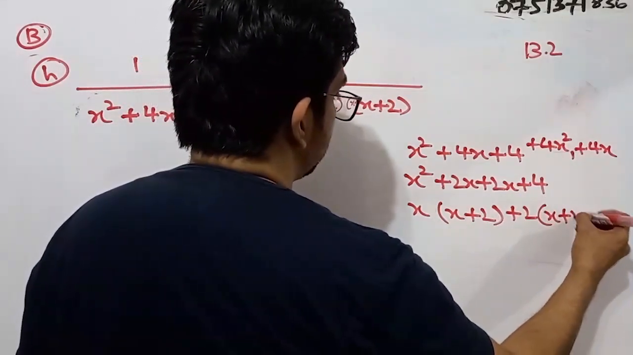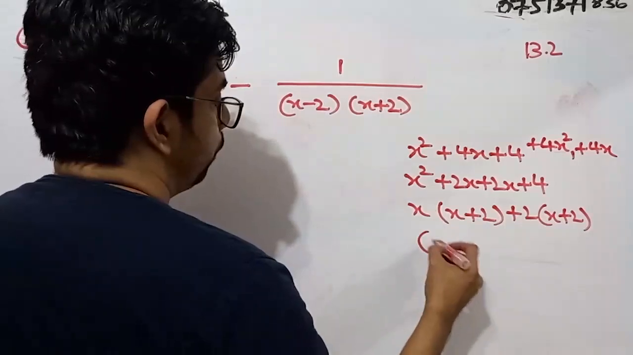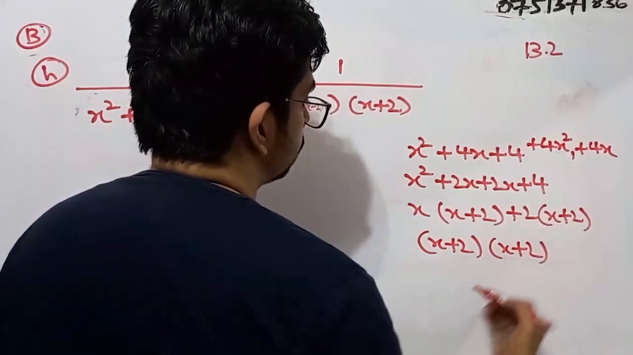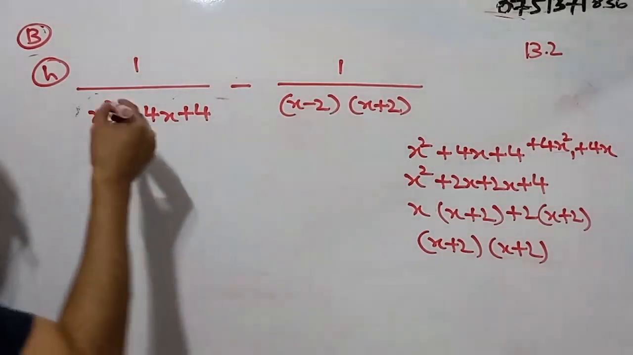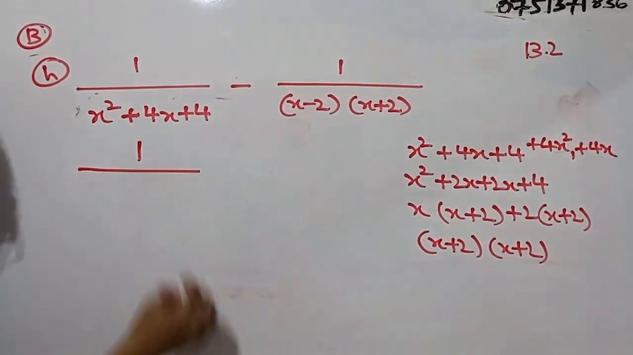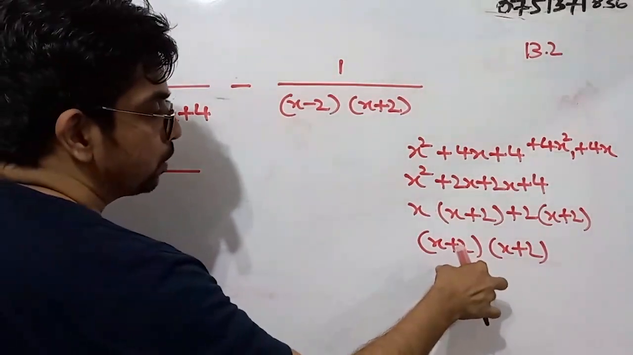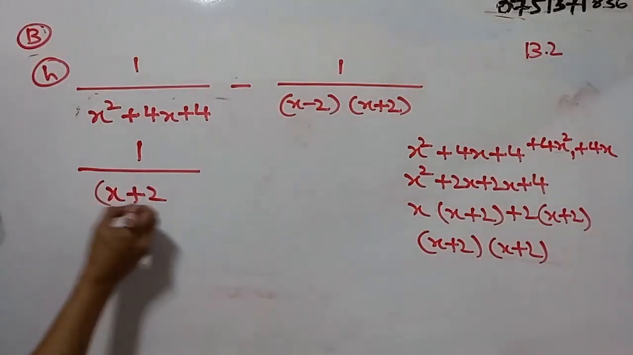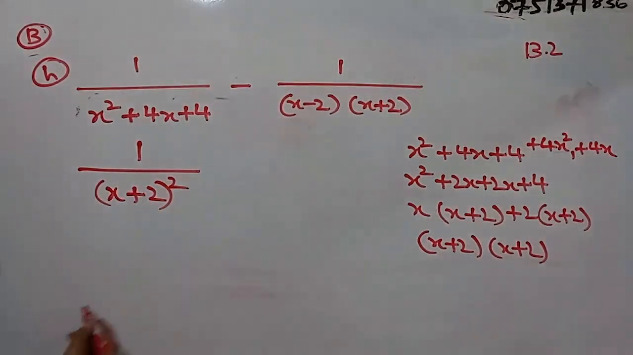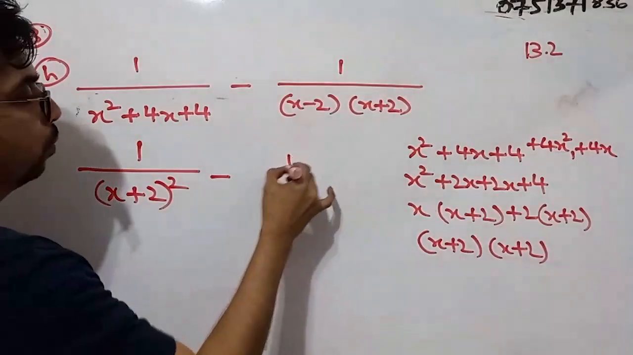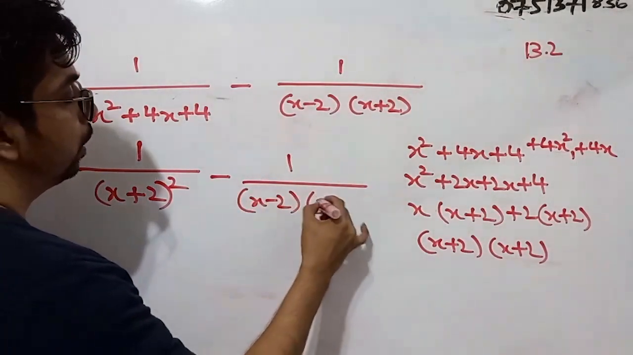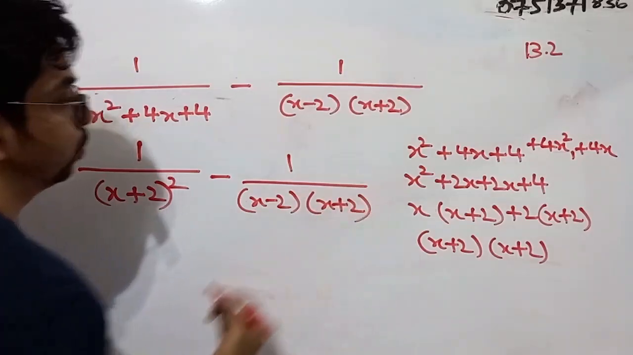What goes inside? x plus 2. Then what do we have? x plus 2 into x plus 2. Right. So we can write 1 divided by, since we have x plus 2 into x plus 2, we can rewrite this as what? (x plus 2) entire expression raised to the power 2, minus 1 divided by x minus 2 into x plus 2.